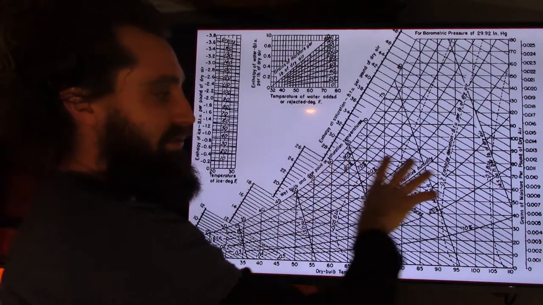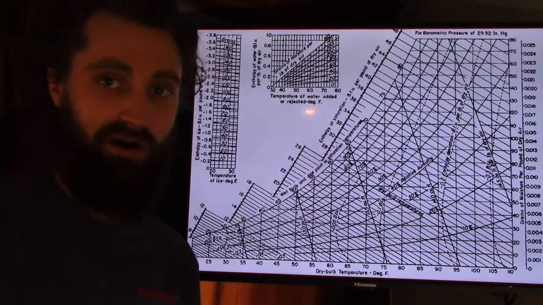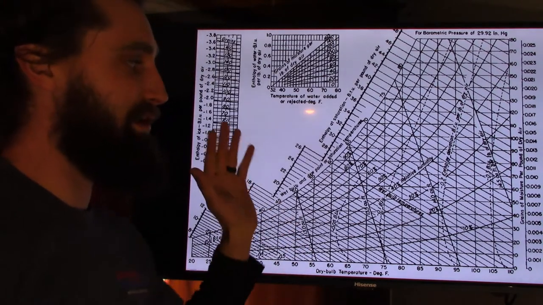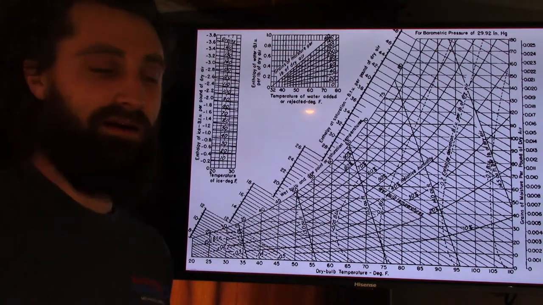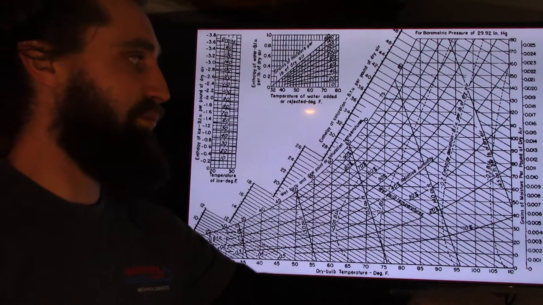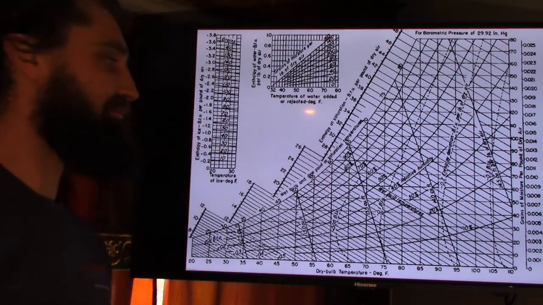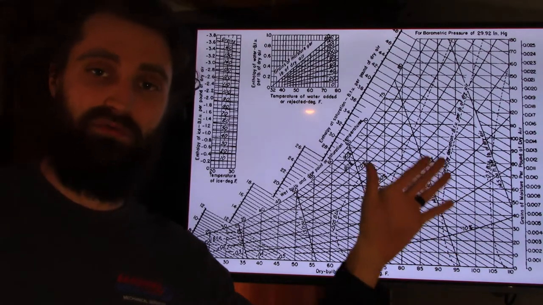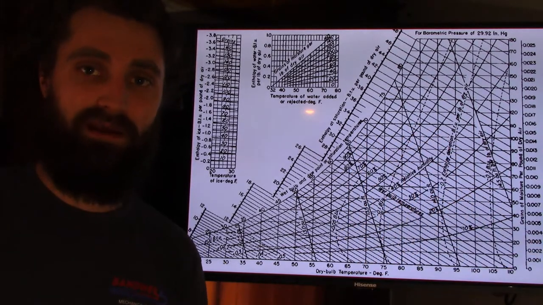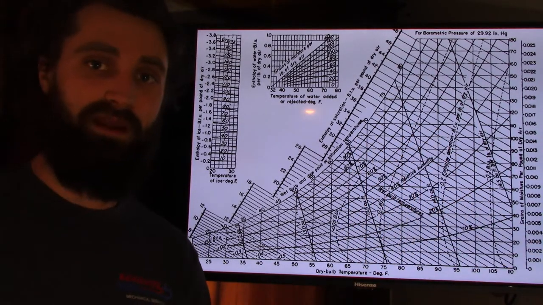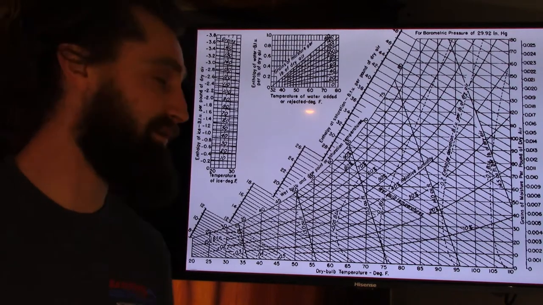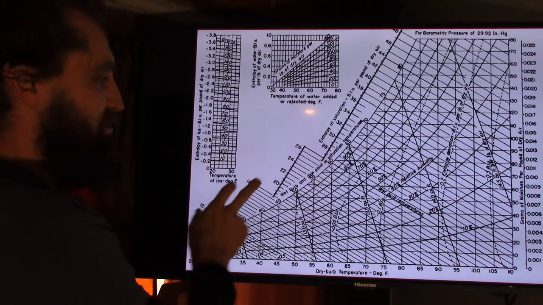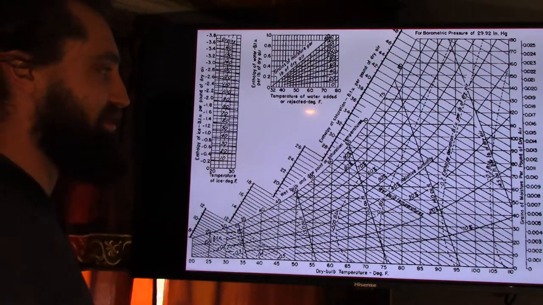If we move all the way to the right-hand side of the chart, this is where all of our grains of moisture are. It'll tell you how many grains of moisture per pound of dry air we're working with there. So again, you're going to use those numbers with your latent heat formulas and also humidification, dehumidification, things like that. And then finally, we've got this upper scale, which is outside of the chart itself.